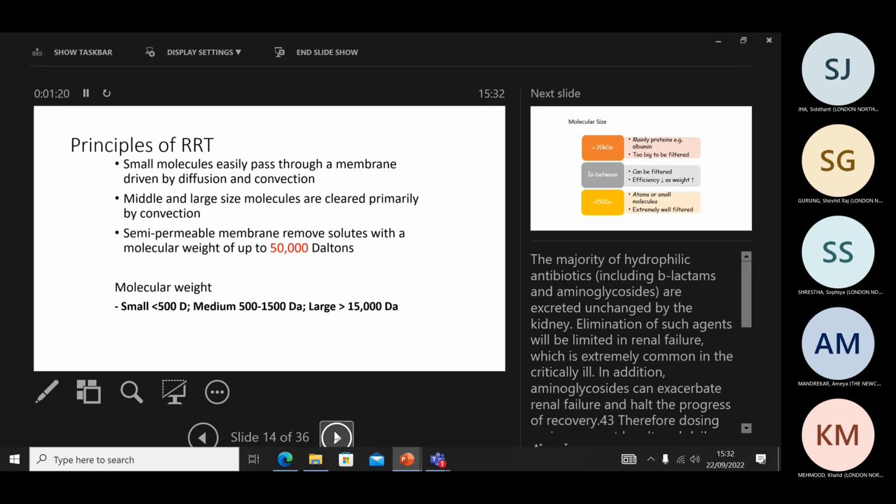Next slide. So small molecules pass easily through the membrane by diffusion and convection, and middle or large size molecules are cleared primarily by convection. And the dialysis membrane is semi-permeable. It removes solutes with a molecular weight of up to 50 Daltons. And these are the sizes. So when we look them up, like if there's a new drug that I've never heard of, I just look at how many Daltons it is, and if it comes up less than 500, then I know that it can be dialyzed, and theoretically we can give just full dose because the filter should clear it.